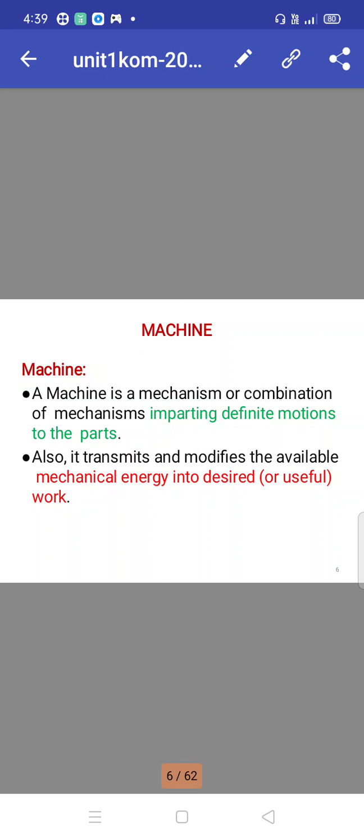Then, going further from the mechanism, we come to the machine. A machine is a mechanism or combination of mechanisms imparting definite motions to the parts. Also, it transmits and modifies the available mechanical energy into desired or useful work.